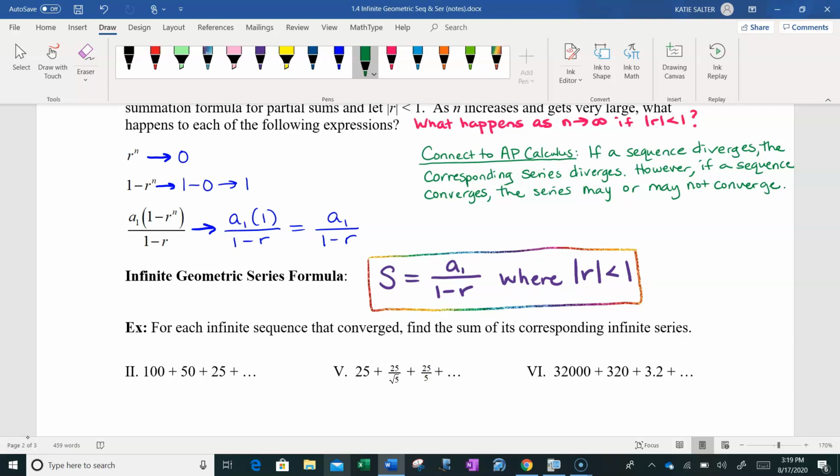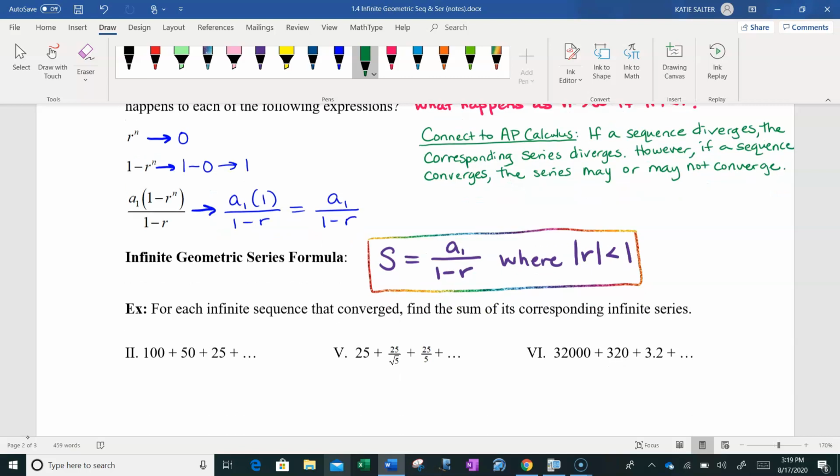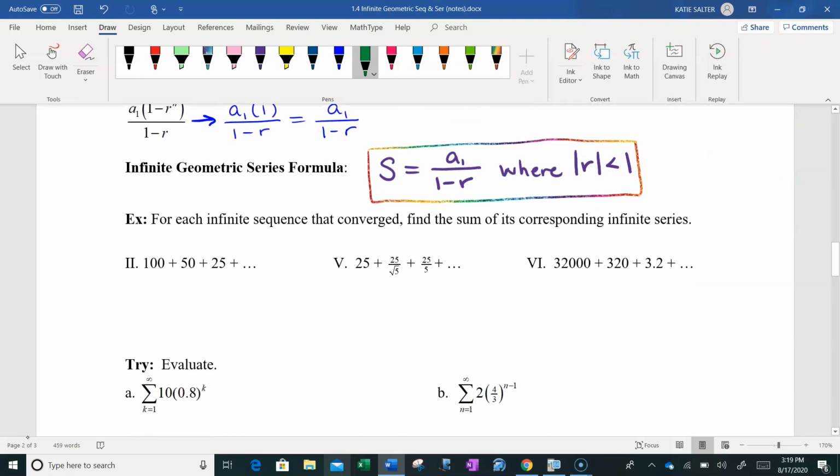All right, so let's do some problems. For each infinite sequence that converged, find the sum of its corresponding infinite series. So from the front side, these were the sequences that actually converged. So I'm just going to go back through and write down the first term and the r value for each one. Okay, so anytime we are going to find the sum, the first thing we have to check for is that the value of r is between -1 and +1. So for this first one, we are good to go. And so then we can pop right into our formula.